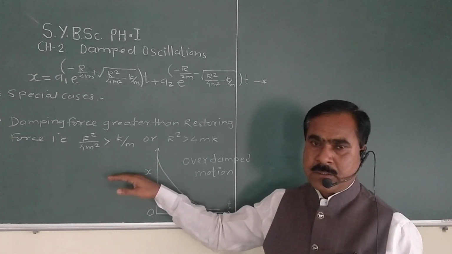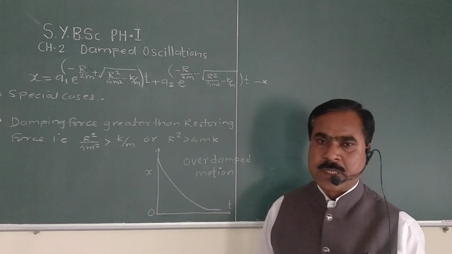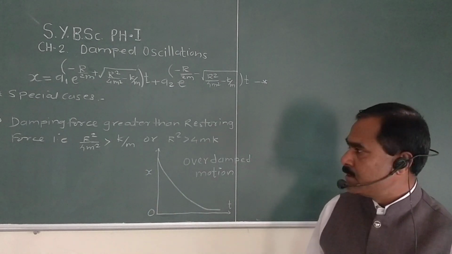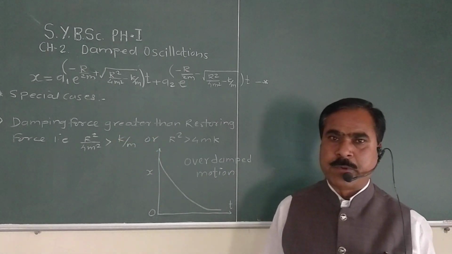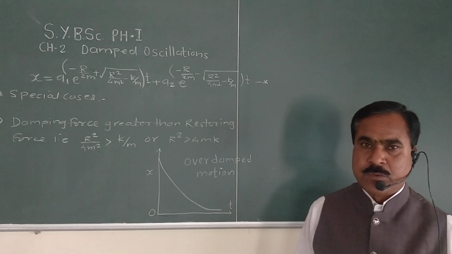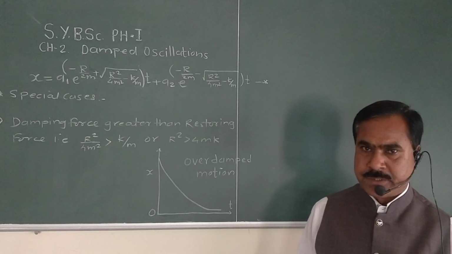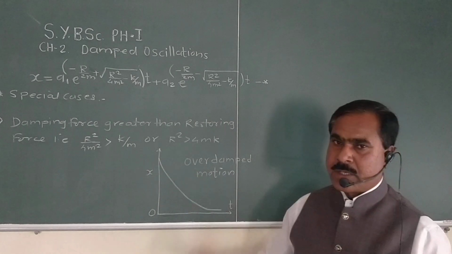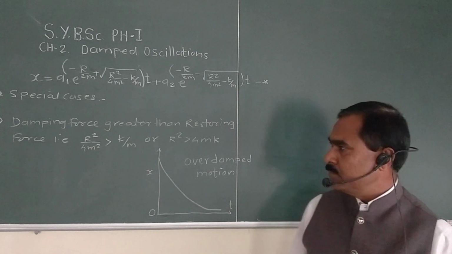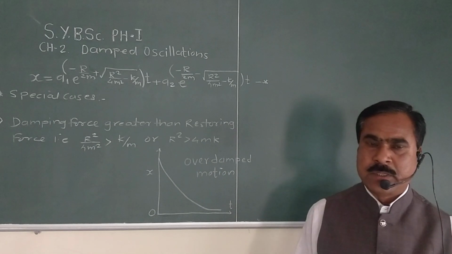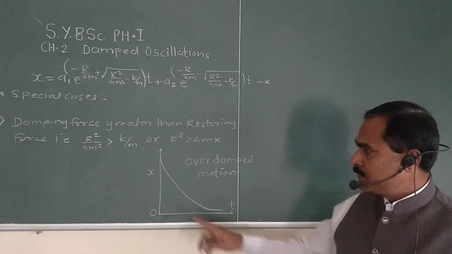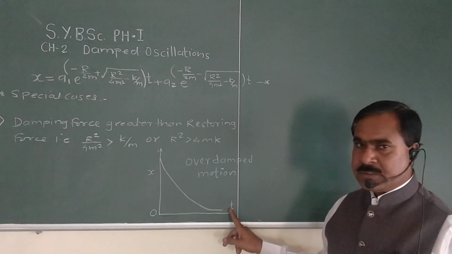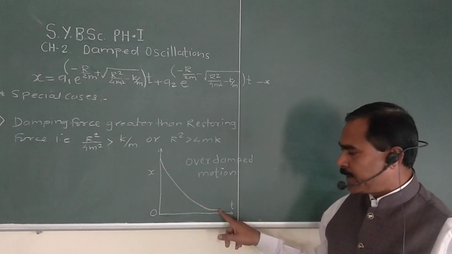the oscillator comes to the rest position after a long time. That means in this case the oscillator comes to the equilibrium position after a longer time without undergoing oscillatory motion. That means the oscillator does not obey oscillatory motion, but it comes to the rest position or equilibrium position after a longer time. When we plot the graph of displacement versus time, then the nature of the curve is like this.